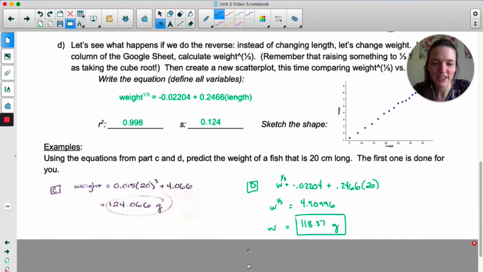All right, so here in our two examples, in part C, you'd have to do 20 cubed because we're cubing the length. And in part D, this over here is all just typing things into the calculator. And then if I want to get rid of this raised to the 1/3, I cube both sides. So I got this number by cubing the 4.90996.